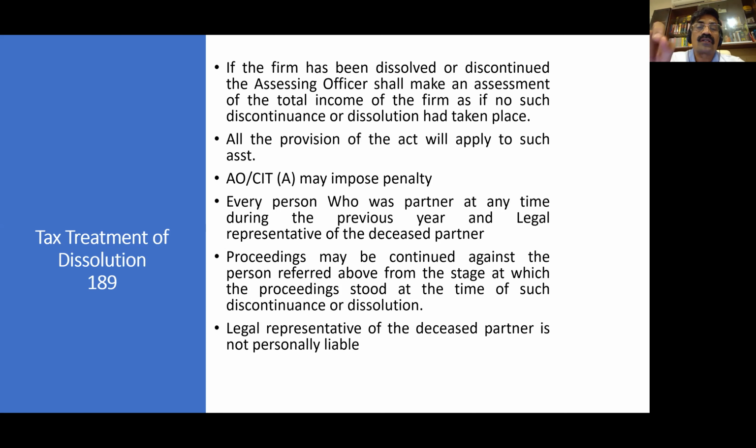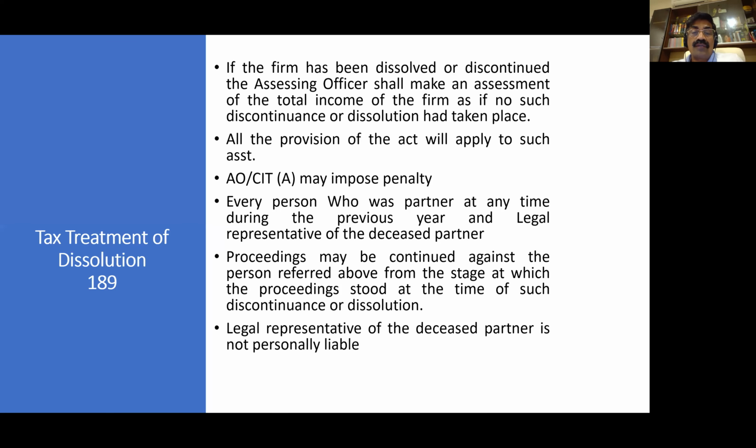And one other question is on the first bullet point, which is 189(1). If the firm has been dissolved or discontinued, the AO shall make an assessment of the total income of the firm as if no such discontinuance or dissolution had taken place. What is the scope of subsection 1? Suppose the firm closes on 31st March. The firm follows the cash system of accounting. The income from services is not received as on 31st March. So the partners say each one of us will take one debtor. Now, on receipt, the AO wants to tax the firm.